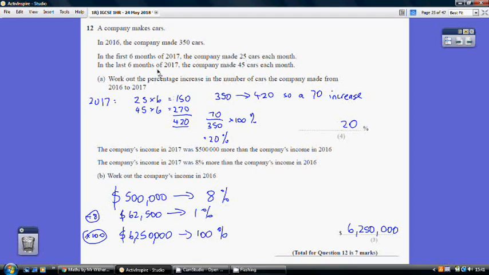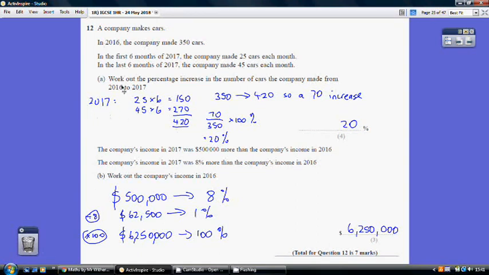And then for the last 6 months we're making 45 cars each month. So how many cars is that? 45 times 6, which is 270. Adding these two together, that's 420 cars in total in 2017. So 350 in 2016, 420 in 2017.